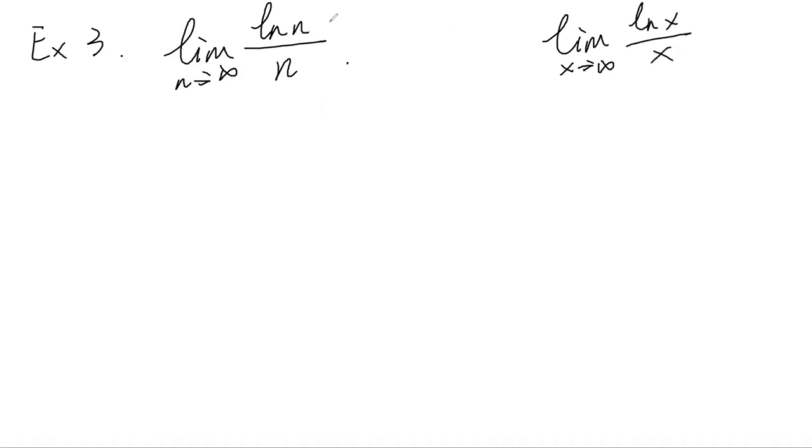So we will replace all the n by x. And then if we look at the function, when x goes to infinity, natural log of x goes to infinity, and x, the denominator, also goes to infinity. So then this limit is actually an infinity over infinity indeterminate form. Right? So we can use L'Hopital's rule.